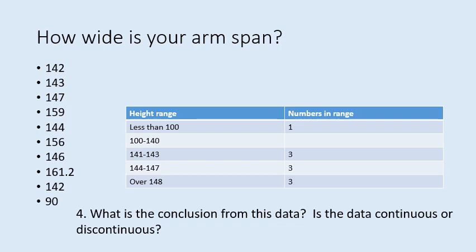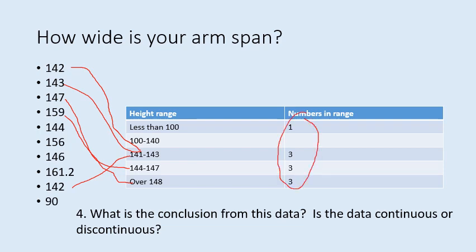Width of arm span. Well, these are the results that I had from width of arm spans. I'm sorry I didn't get everybody's on there. And what I've done is I've put that into a frequency table because we are looking at the numbers in each category. So you can see 142 falls into that category, and so does 143, so does 142 there, and then 147 goes into that category, 159 goes into that category, and so on. And so these are the frequencies of each of those heights.